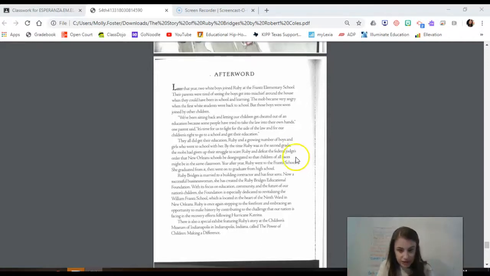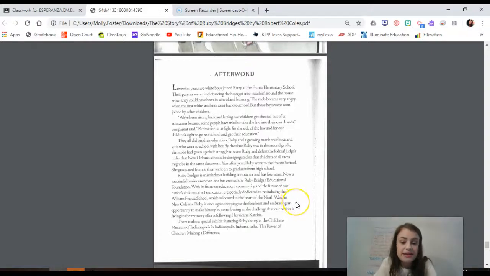Year after year, Ruby went to Franz school. She graduated from it, then went on to graduate from high school. Ruby Bridges is married to a building contractor and has 4 sons. Now a successful businesswoman, she has created the Ruby Bridges Educational Foundation. With its focus on education, community, and the future of our nation's children, the foundation is especially dedicated to revitalizing the William Franz School, which is located in the heart of Ninth Ward in New Orleans.